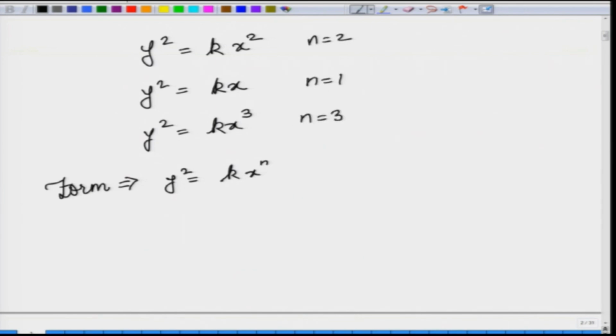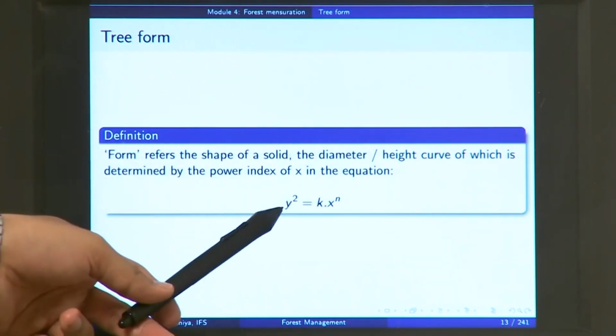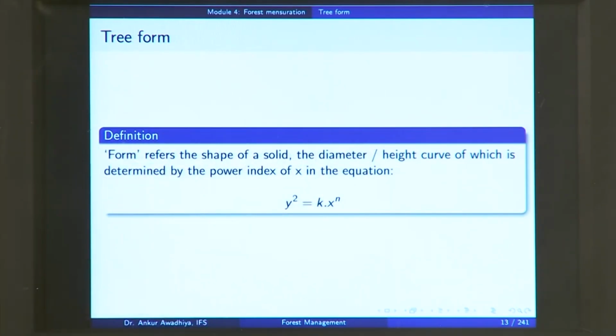So, that is the tree form, the shape of the solid represented by the equation y square is equal to k x to the power n, where n, as we have seen in the case of trees, is 2, 1 or 3.